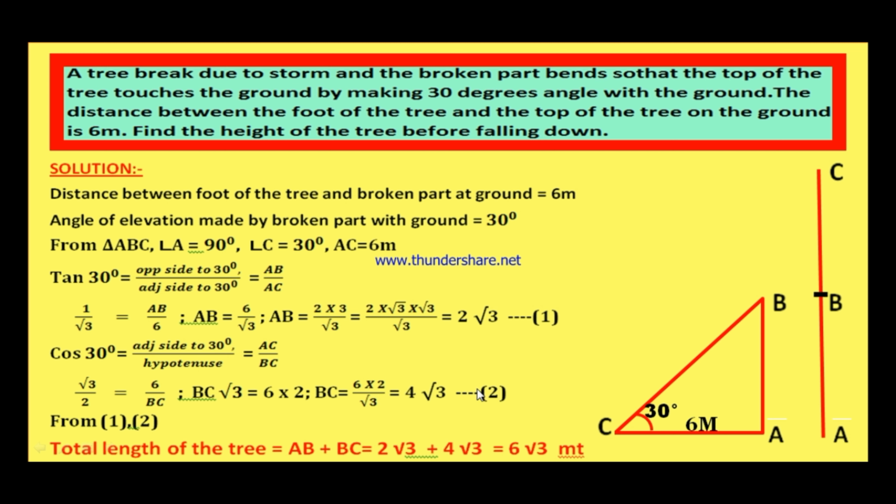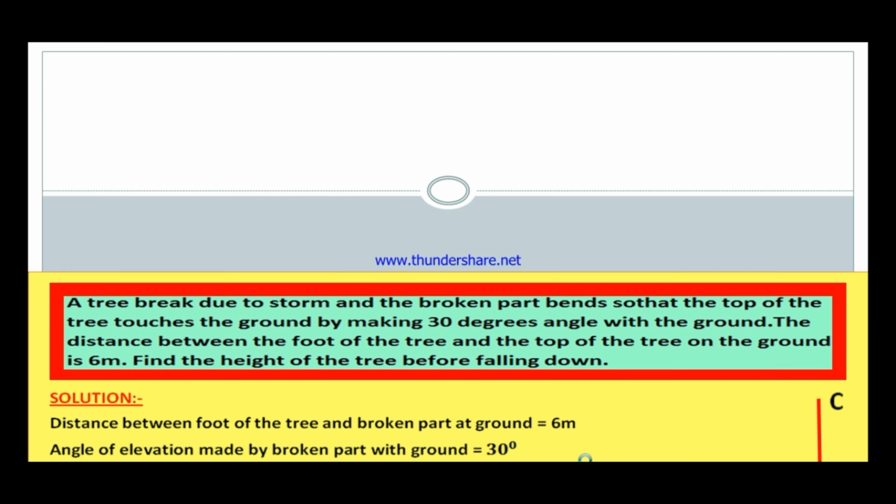Now from 1 and 2, the total length of the tree before falling down is AB plus BC. AB value is 2 root 3 plus BC value is 4 root 3. 2 root 3 plus 4 root 3 is 6 root 3 meters.